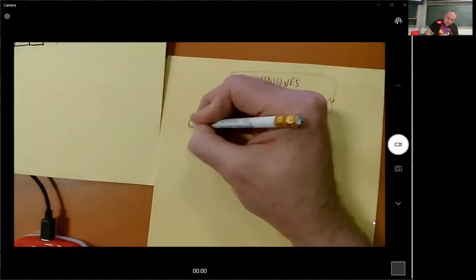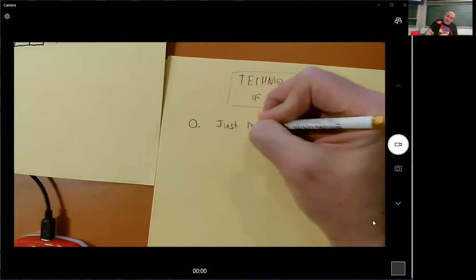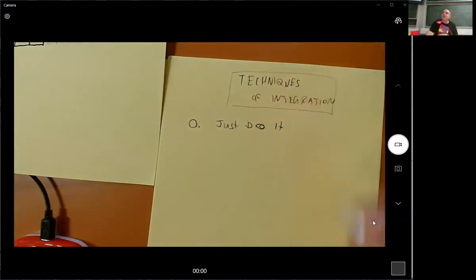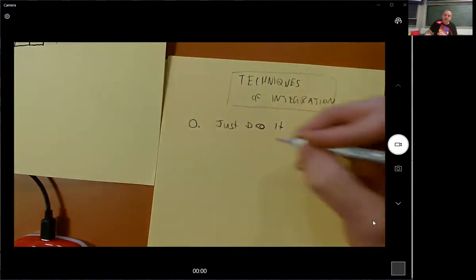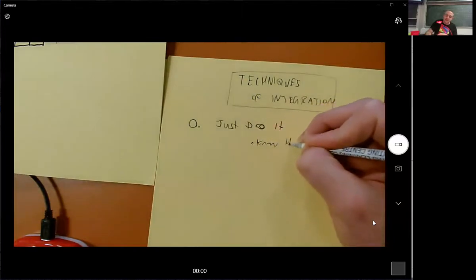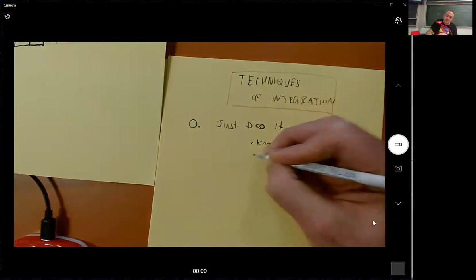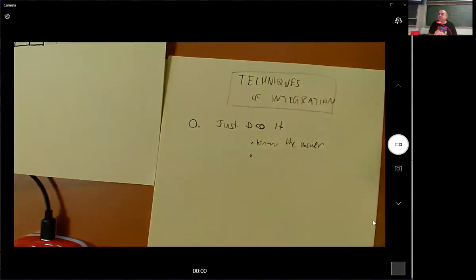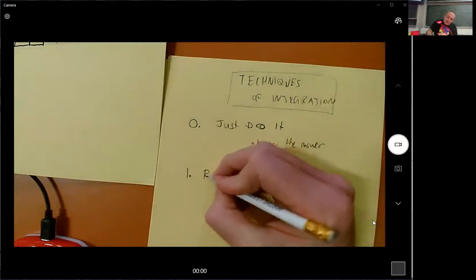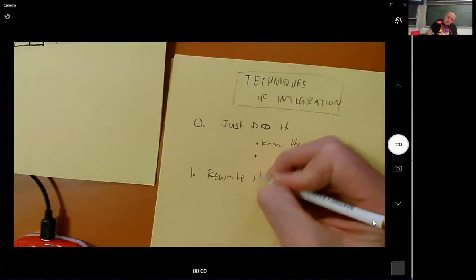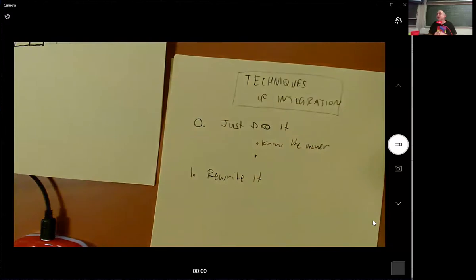So technique 0 is just do it, because you already know the answer. I will describe what they are in a minute. Under just do it, you know the answer already. And there's another technique which I will list in a minute. Technique 1 is rewrite it, meaning that all you might have to do is expand the multiplications or factorize or something, and suddenly you'll know what to do.